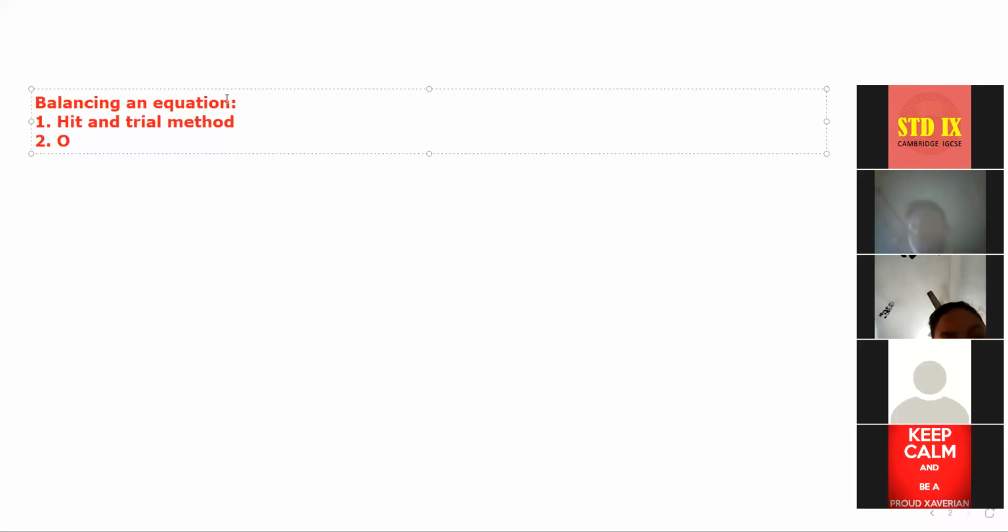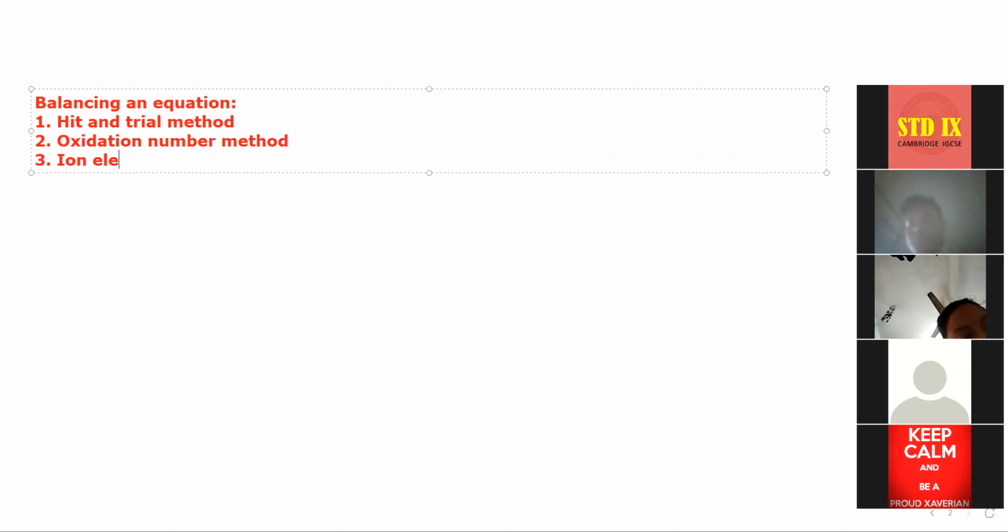So basically, for balancing an equation, there are certain methods. Number 1 is the hit and trial method. Number 2 is the oxidation number method. And the third one is the ion electron method.